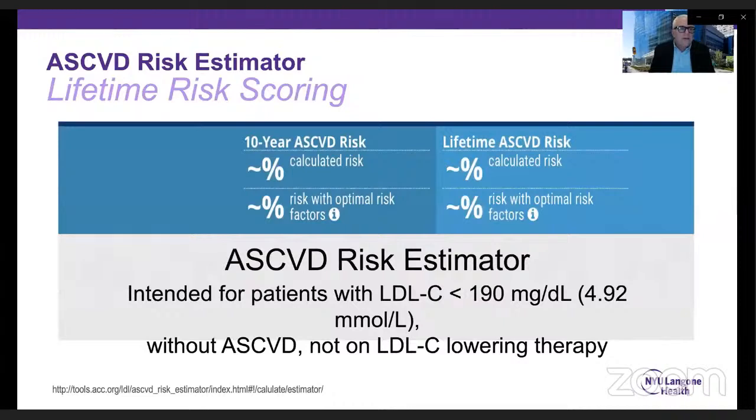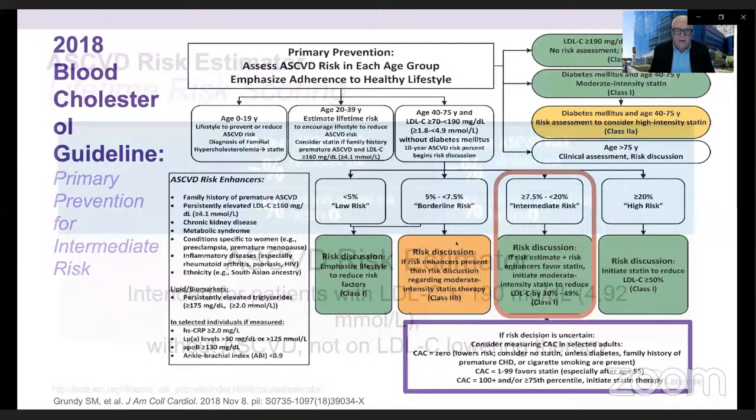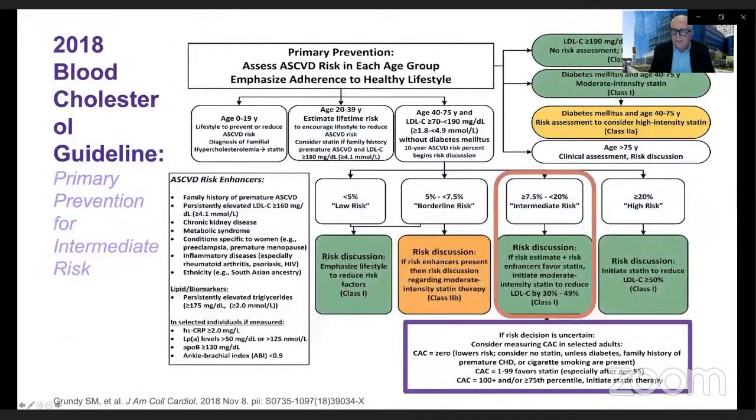This is the ASCVD lifetime risk estimator, and you can see the URL for it. You have this in the slides that I'm making available to everyone. And I would tell you to use this in younger patients. It's very, very important, an important tool. But in these borderline and, more importantly, the intermediate risk patients, 7.5 to 20%, again, sometimes people are on the fence about whether or not to initiate statin therapy.